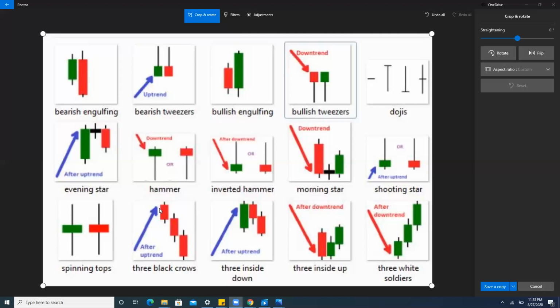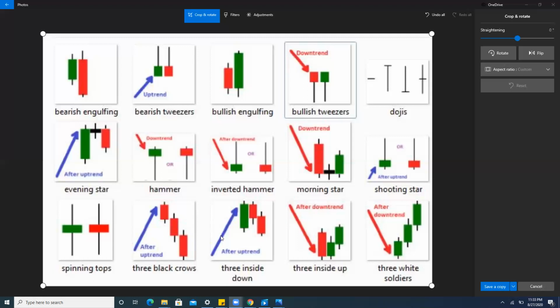3 black crows. So 3 black crows just basically means that there's a shift in the market, and the market is heavily going in the opposite direction. Usually when I see this, I know that the shift is already confirmed, and most likely you're just going to look for a way to continue downward.